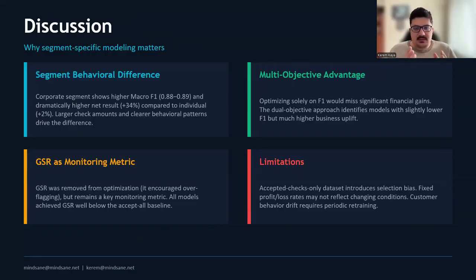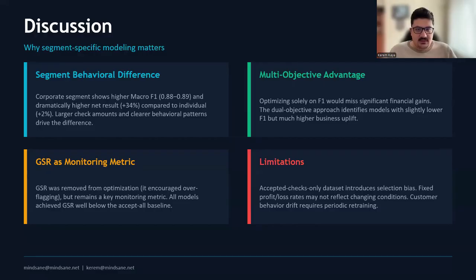Segment-specific modeling matters because when we looked at the results, they had different values, different F1 macros, varying results in the profit comparisons, etc., which supported our idea that there are distinct risk patterns. We also had a multi-objective advantage. We didn't solely rely on F1 macro score, where we could have missed some significant financial gains. We also implemented gross sunk rate as a monitoring metric, but we later removed it from the optimization process because it encouraged overflagging, as I've mentioned before.